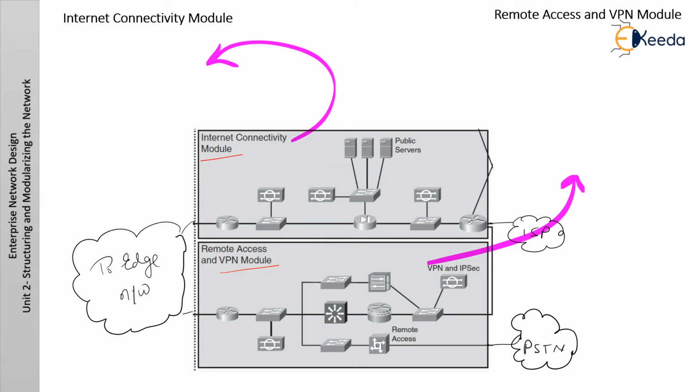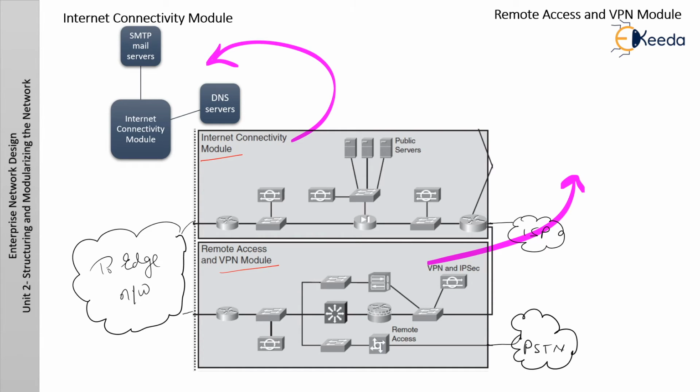Major components used in the internet connectivity module include, first, SMTP or mail server, which acts as a relay between the internet and the intranet mail server. DNS servers serve as the authoritative external DNS server for the enterprise and relay internal DNS requests to the internet. Public servers like FTP and HTTP provide public information about the organization.